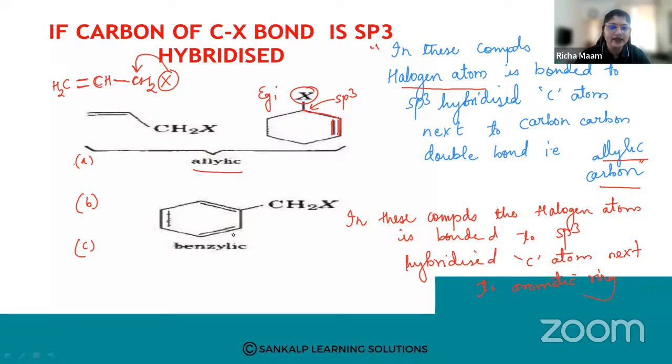Now I'll explain with an example. The halogen atom is attached to an sp3 hybridized carbon, which is next to an aromatic ring. Such compounds are called what? Benzylic halides. Such compounds are called benzylic halides. Is it clear?